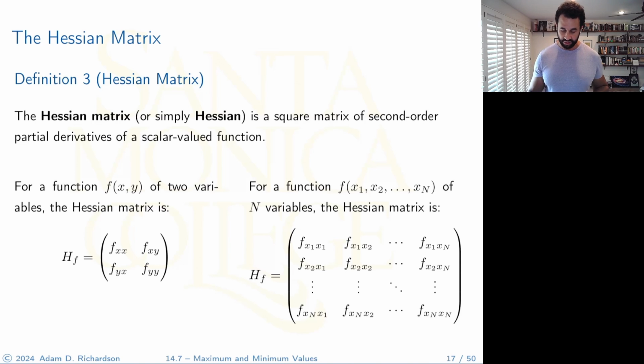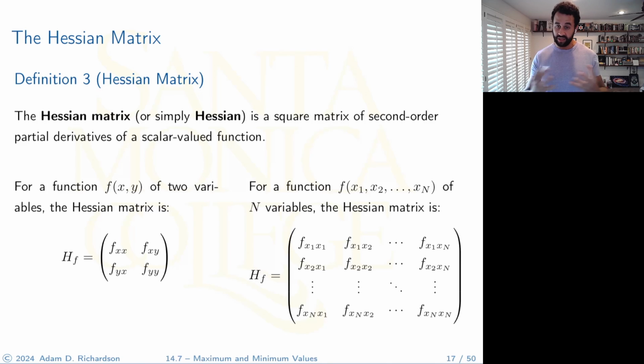So what is it? The Hessian matrix, or simply the Hessian, is a square matrix of the second order partial derivatives of a scalar valued function. Basically, it's a collection of the second partials. So if my function has two variables, then the Hessian is fxx, fxy, fyx, fyy. This is the one we're going to use primarily in this section.